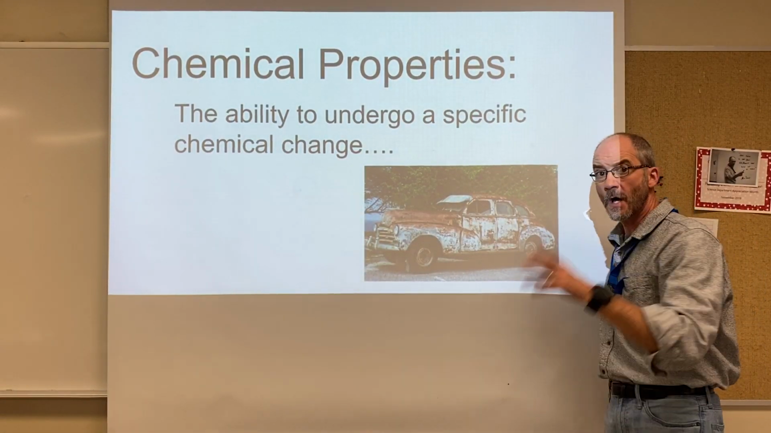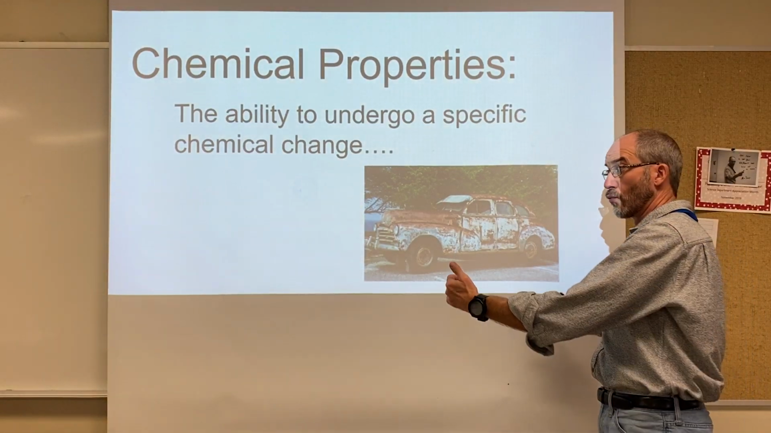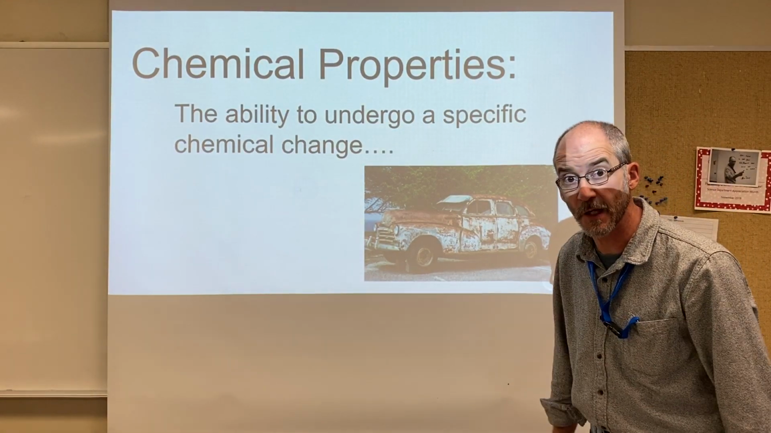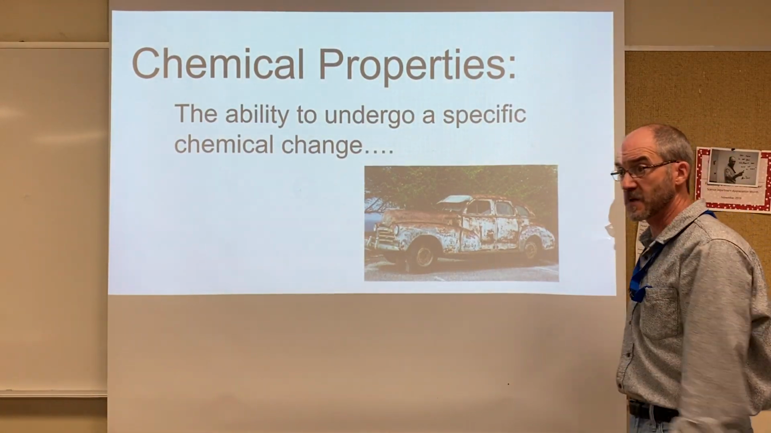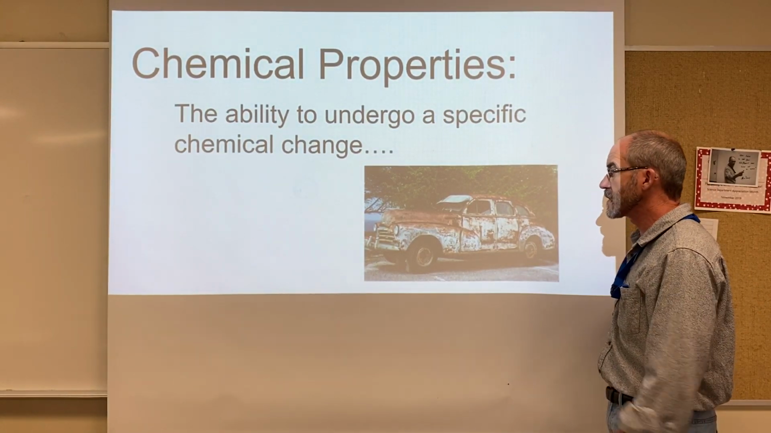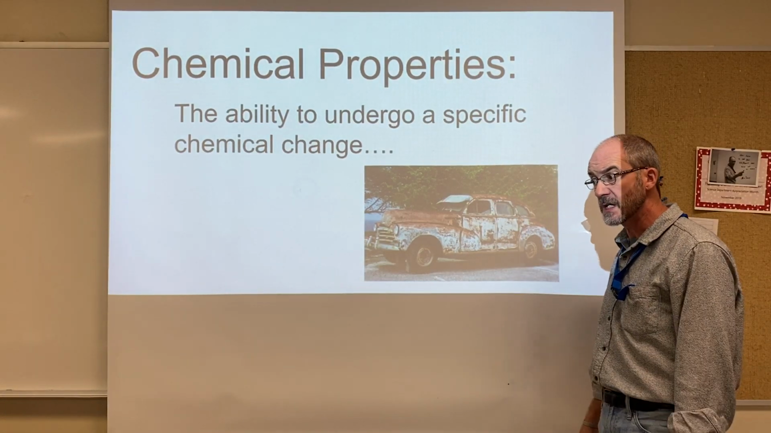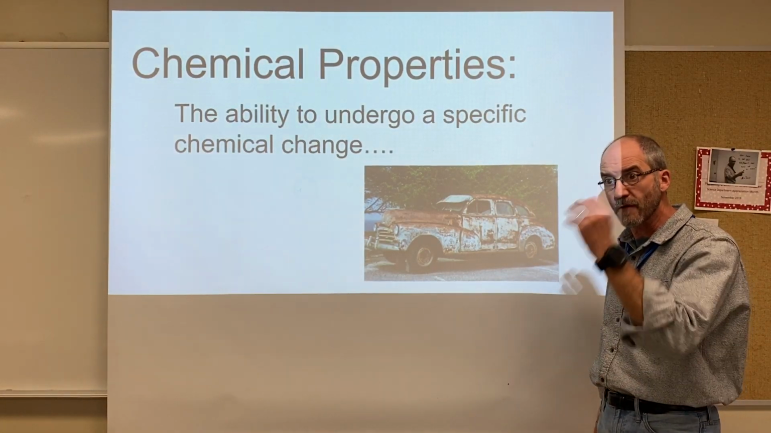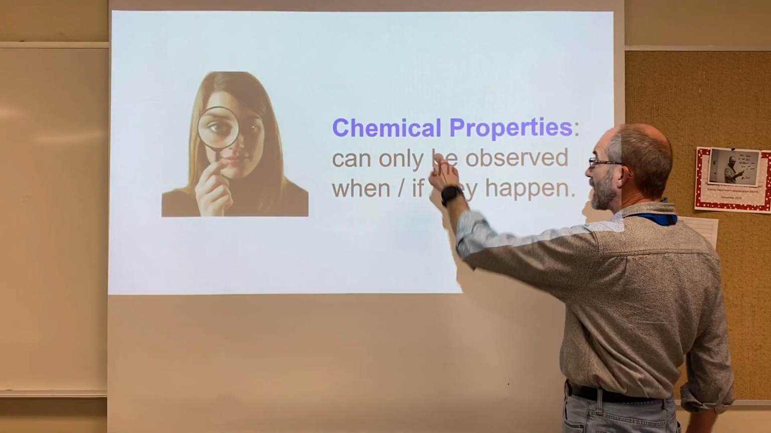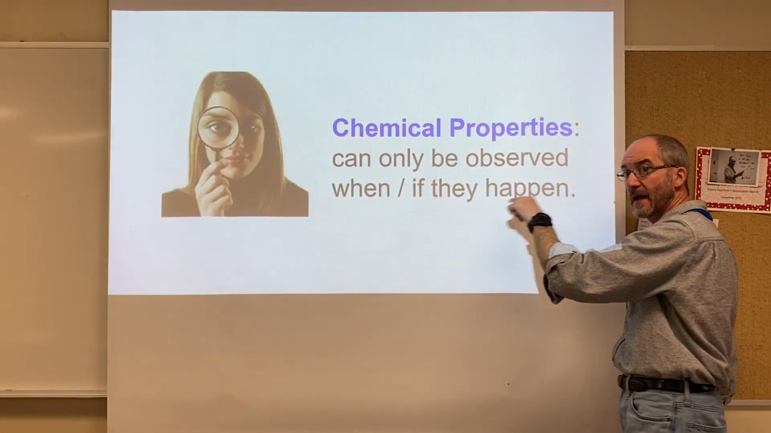Listen, this car did not roll off of the manufacturing facility floor rusting, all right? This happened over years of exposure to the elements. This is a car that's sitting in a junkyard somewhere or a farmer's field somewhere. And so this is a chemical change, but obviously it did not roll off of the manufacturing floor rusting. So a chemical property can only be observed when and if they happen.